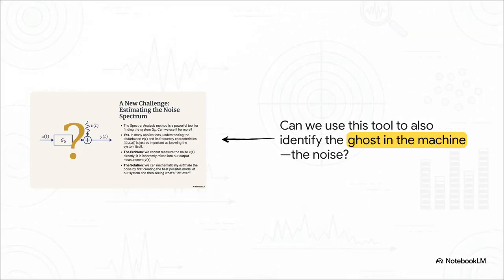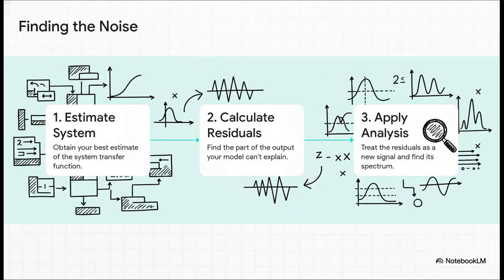So, check this out. We've developed this incredible tool for finding the system, G0. But this brings up a really fascinating new question. Can we turn this powerful tool back on the original problem, that ghost in the machine, and actually identify the characteristics of the noise itself? Because, in a lot of real-world applications, understanding the noise is just as important as understanding the system. And the answer is a resounding yes. And the method is just wonderfully elegant.